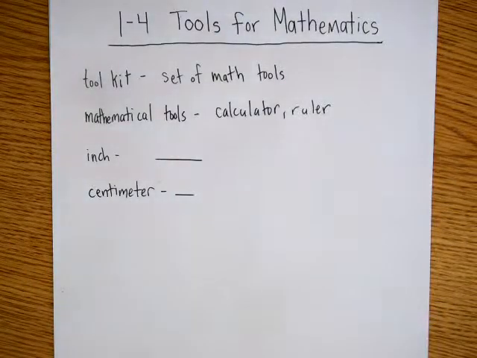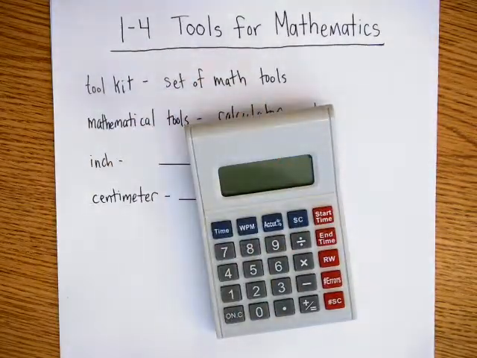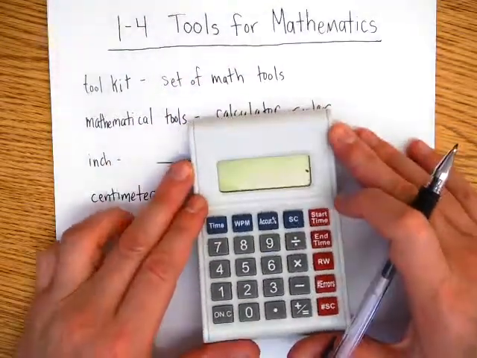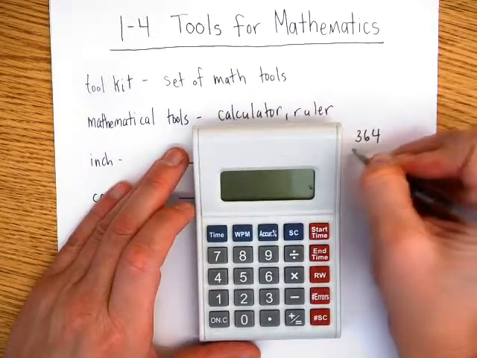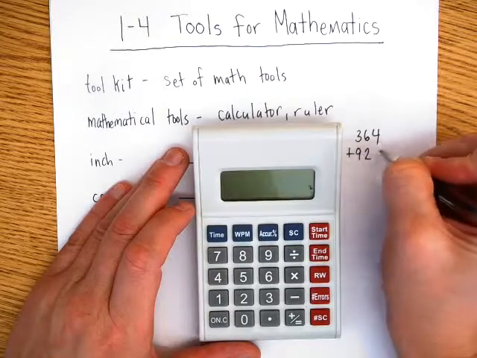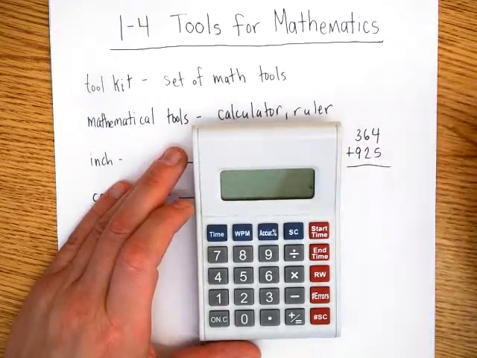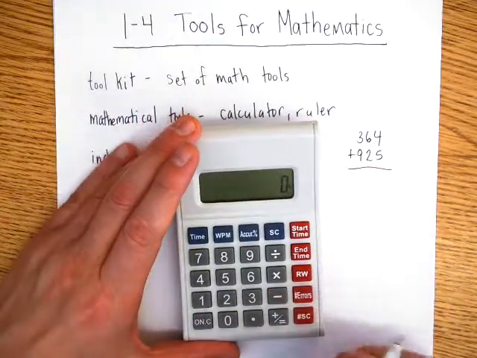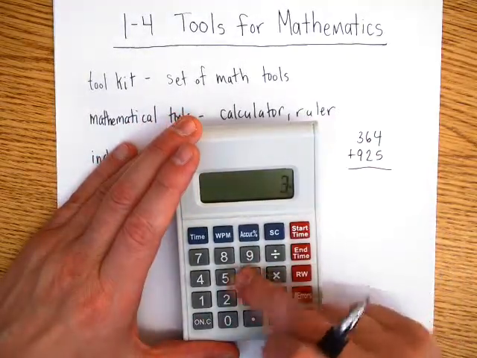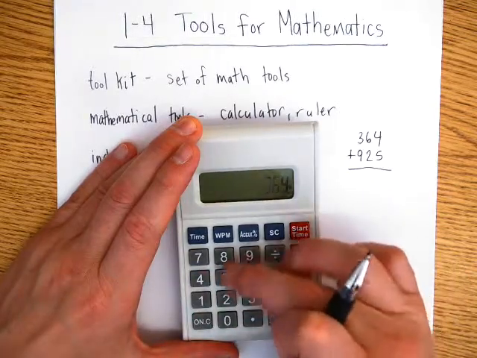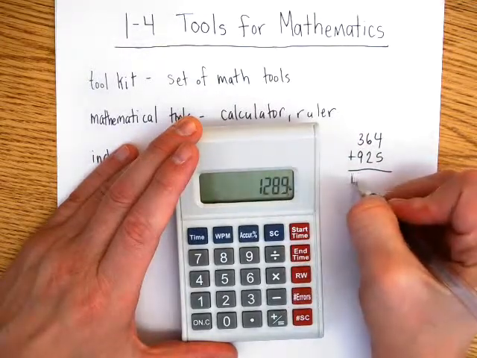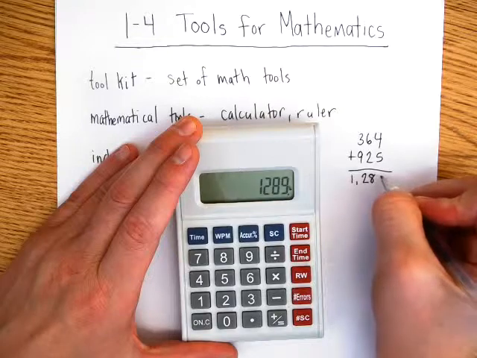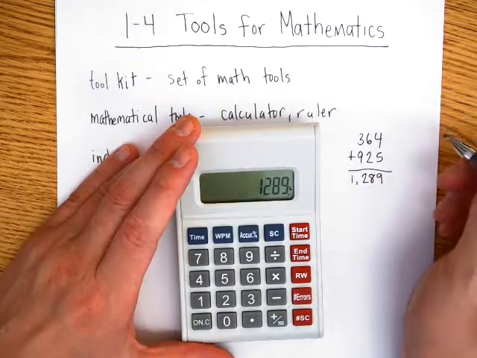As far as skills that we want kids to understand, we want kids to be able to use a calculator to solve multi-digit addition and subtraction problems. So let's say I have the problem 364 plus 925. Of course we want kids to be able to add this too, but we also want them to know how to put it into the calculator and say, well, 364 plus 925 equals, and get an appropriate answer. So 1,289, and yes, I would say that answer makes sense.